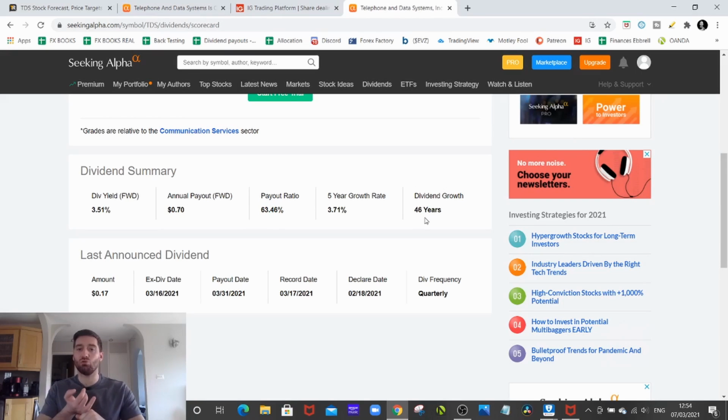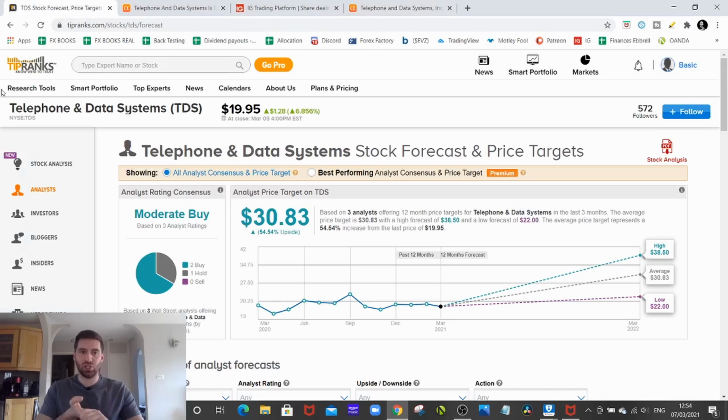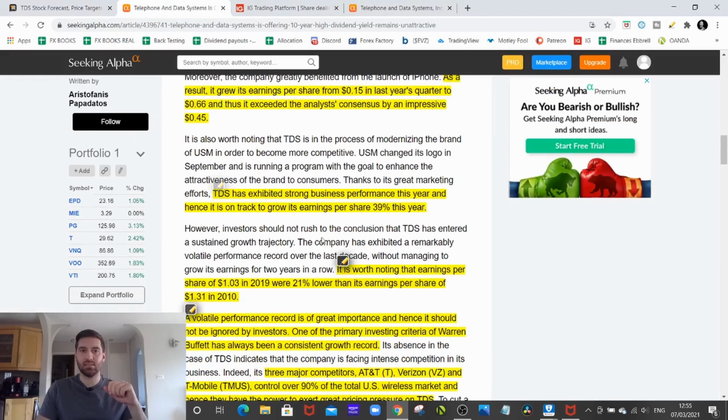So we've got a dividend growth stock here, dividend growth, as in they grow their dividends each year. We've got a reasonable dividend yield at 3.5%. We have very good analyst predictions on TipRanks, but we have a company that is also laden with debt. So bear all that in mind.